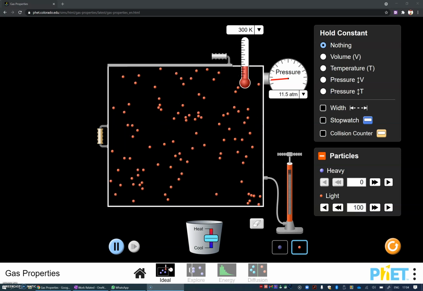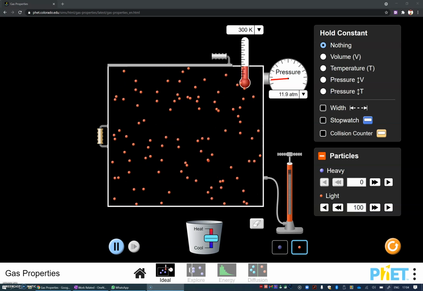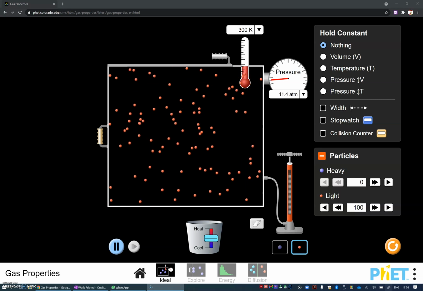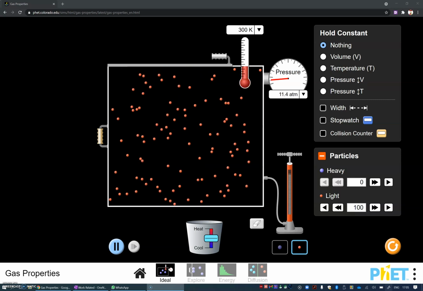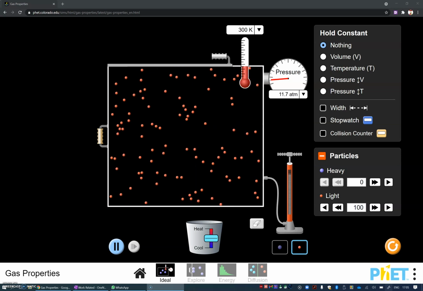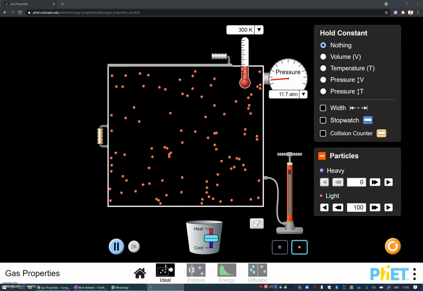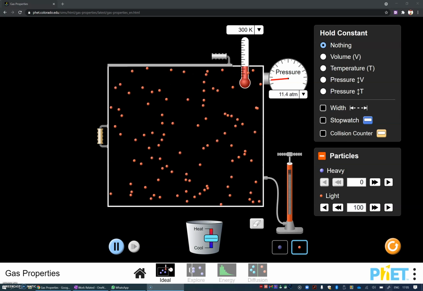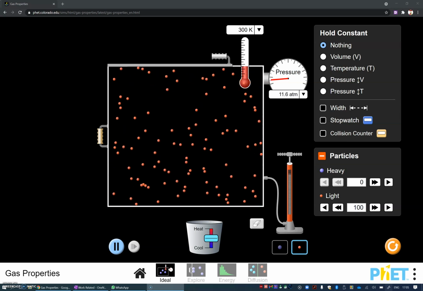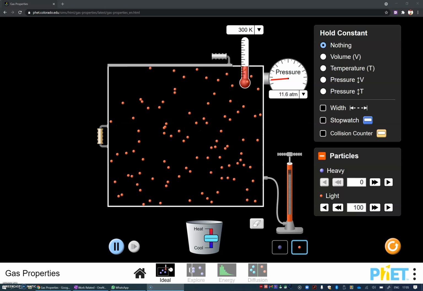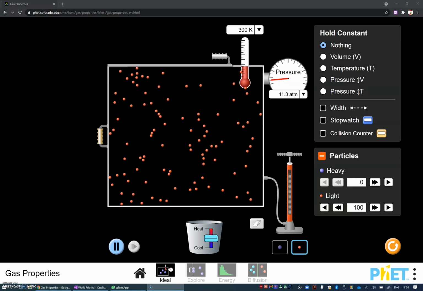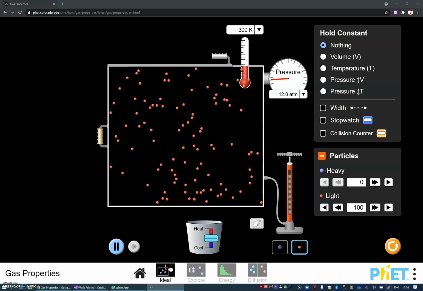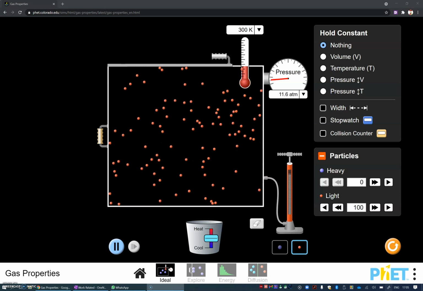But now we are going to take force over area and break it down into smaller components. We're going to take force and break it down into the molecular behavior, and we're going to take area and break it down to how it is seen from the molecular level. Now take some time to study this animation. If you need to, you can refer to the link below to go to the animation and study it yourself.